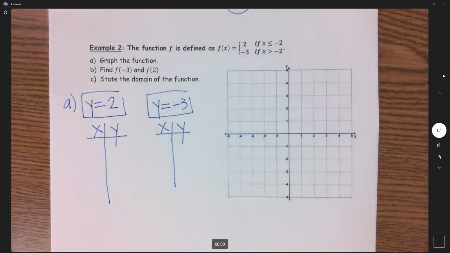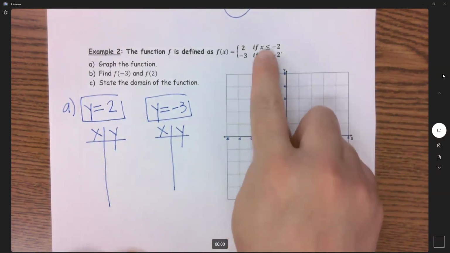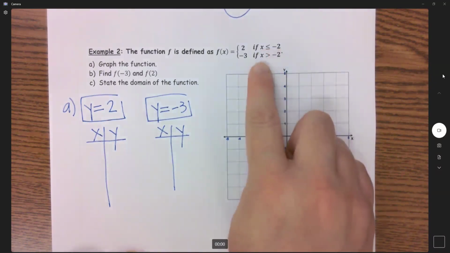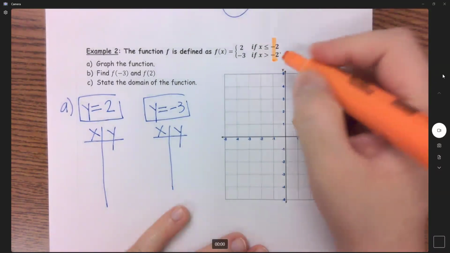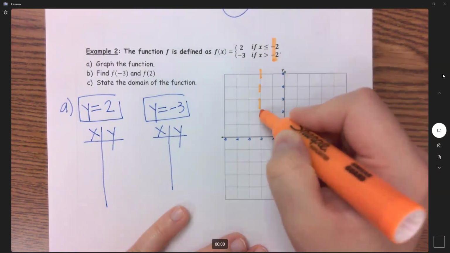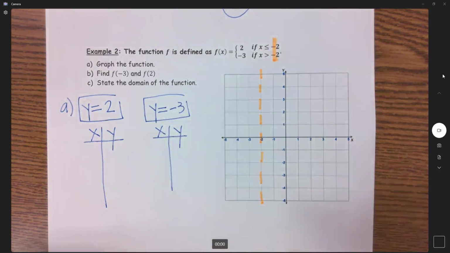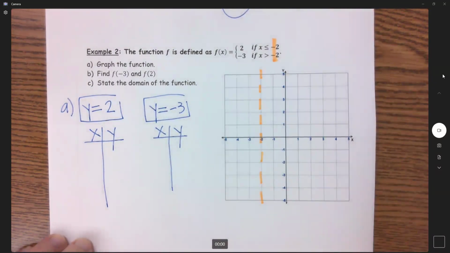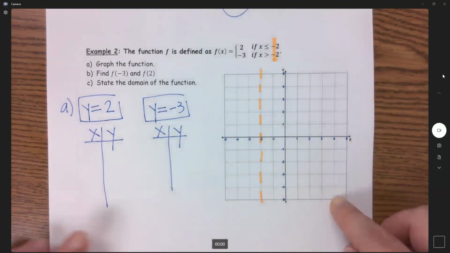Now, multiple things need to happen kind of at the same time here, and it doesn't really matter what you do first. Notice that both of these say that when x is less than or equal to -2, and here when x is greater than -2. So this right here means at -2 is where my two graphs are going to kind of split. So I'm going to have one graph over here to the left of -2, and then a separate graph over here to the right of -2.